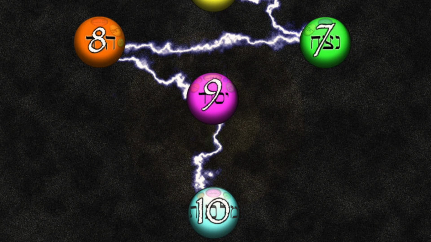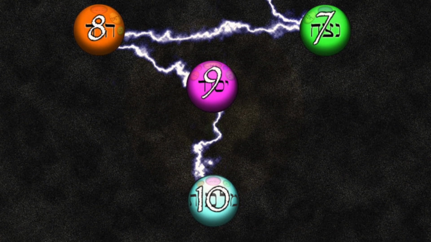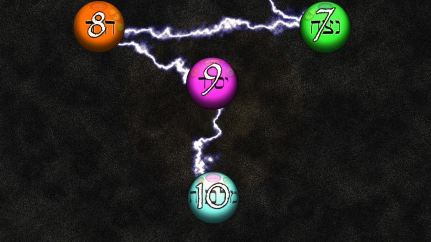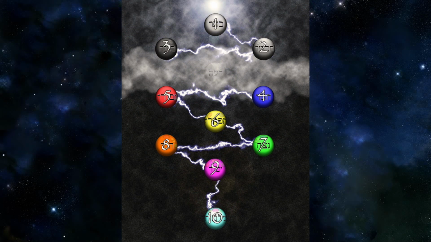Yesod, in the middle, on the middle pillar, just above Malkut, that's Sephirah number 9. And this is foundation. And then Malkut is the bottom one at the very base of the tree. And this is the physical plane. This is the material world, Malkut. It means kingdom.